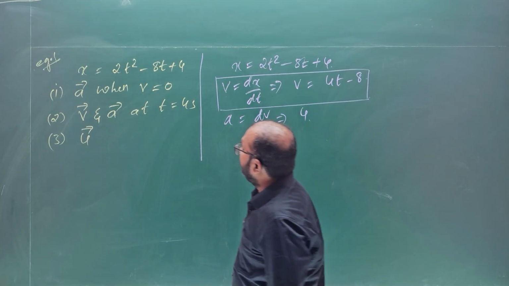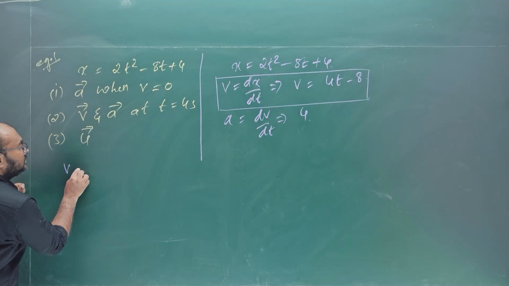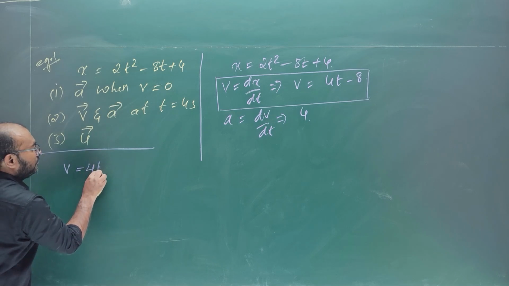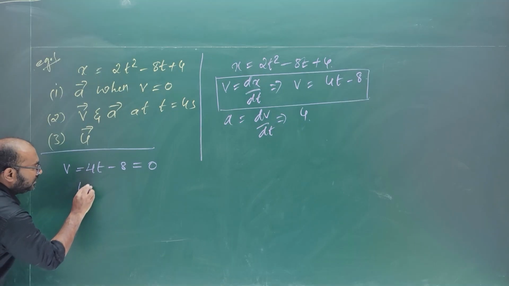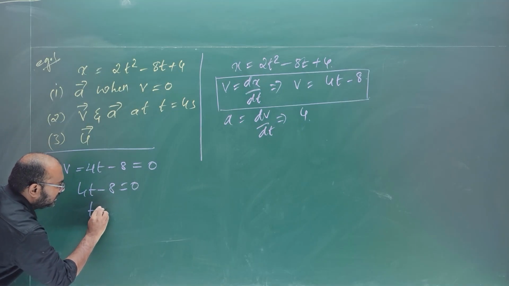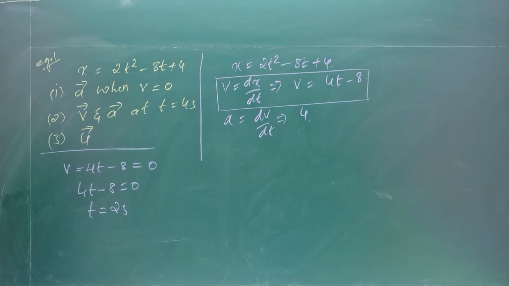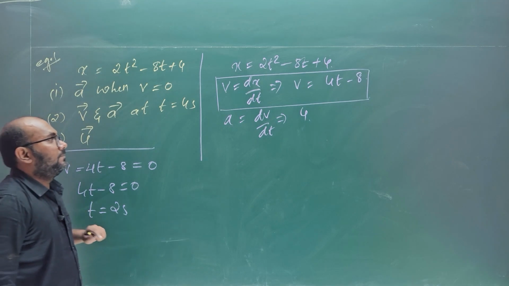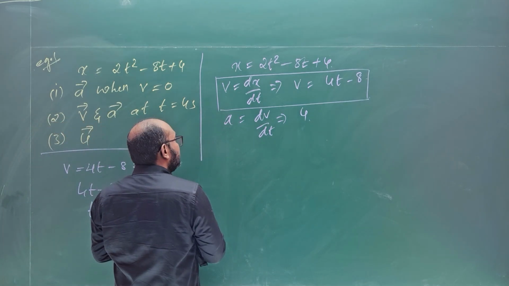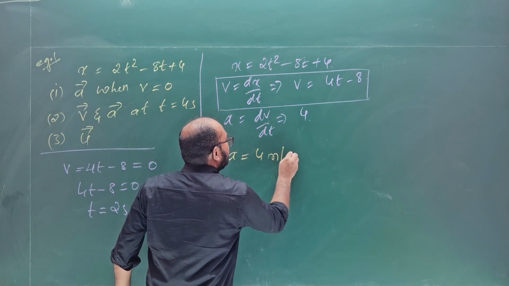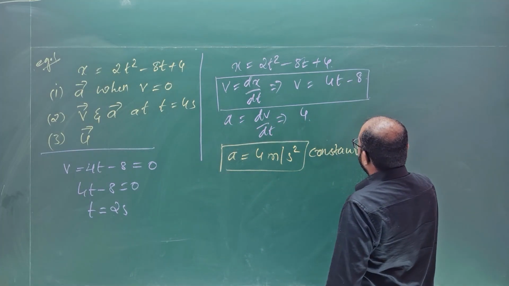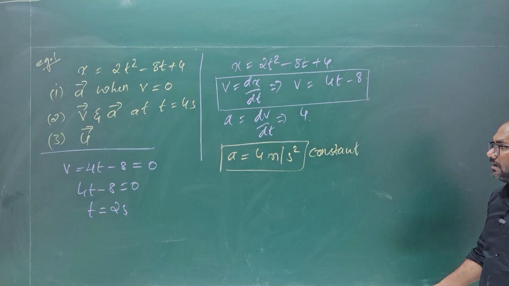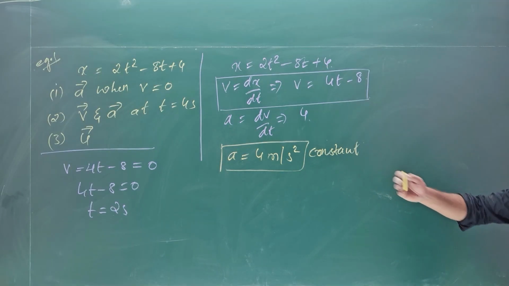Okay. So v is equal to 4t minus 8. This should be equal to 0. That means 4t minus 8 is equal to 0, or t is equal to 2 seconds. We need to calculate acceleration at t equals 2 seconds. But in this question we got acceleration as 4 meter per square second. Now this acceleration is constant. We can't do anything. We cannot substitute that time.